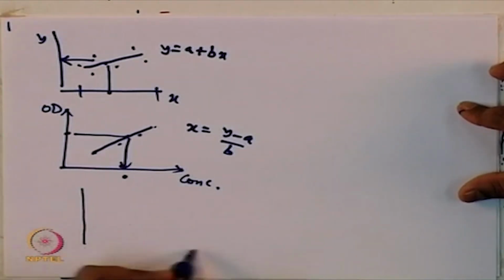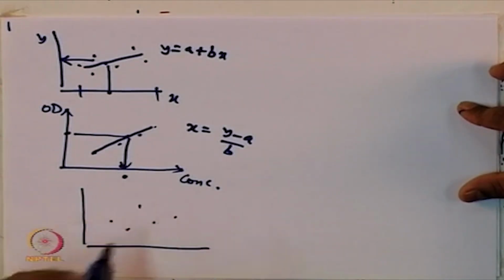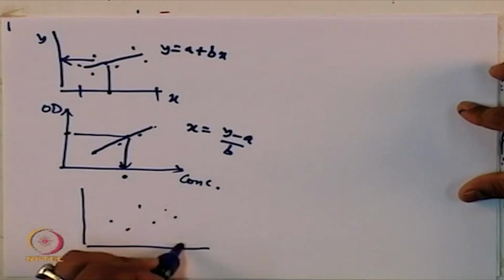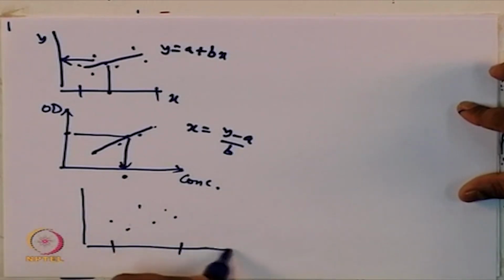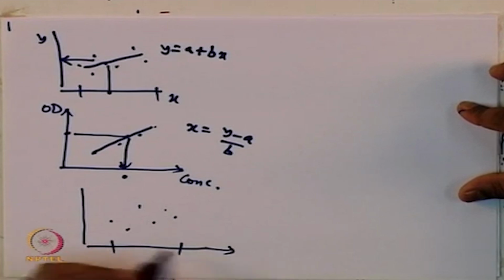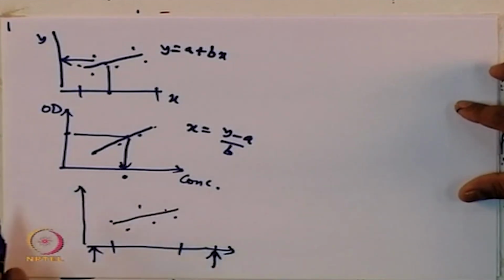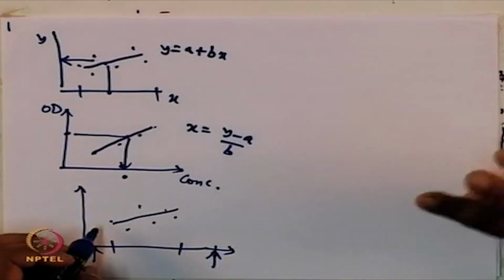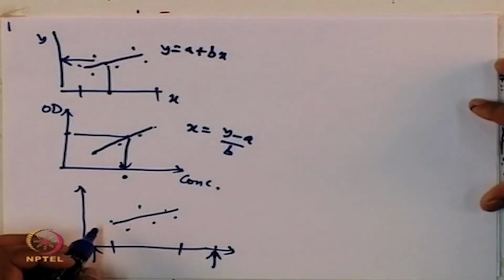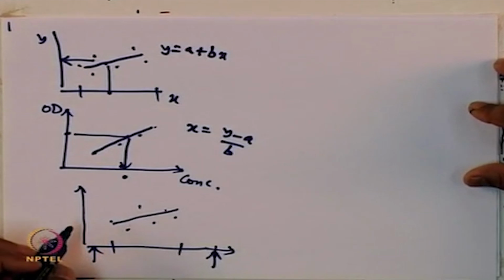Extrapolation refers to this: if you have this particular data and this is your range, and I want to estimate a value which is beyond this range, either here or here. So this is what extrapolation is about. If your curve is well fit, then extrapolation will not give you too many erroneous results.